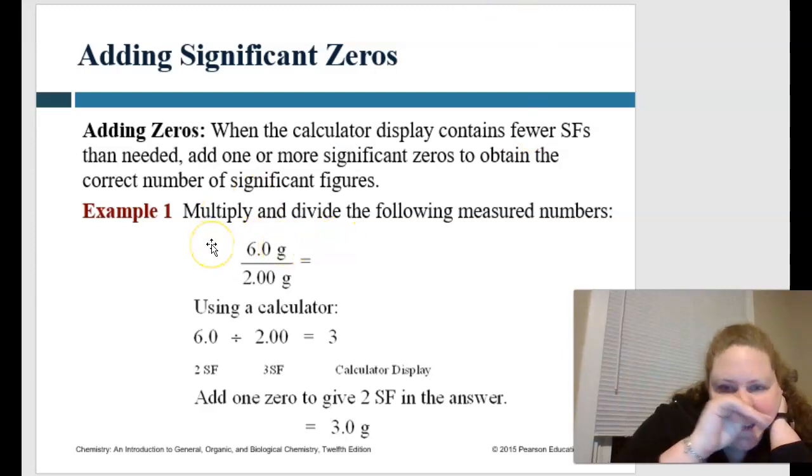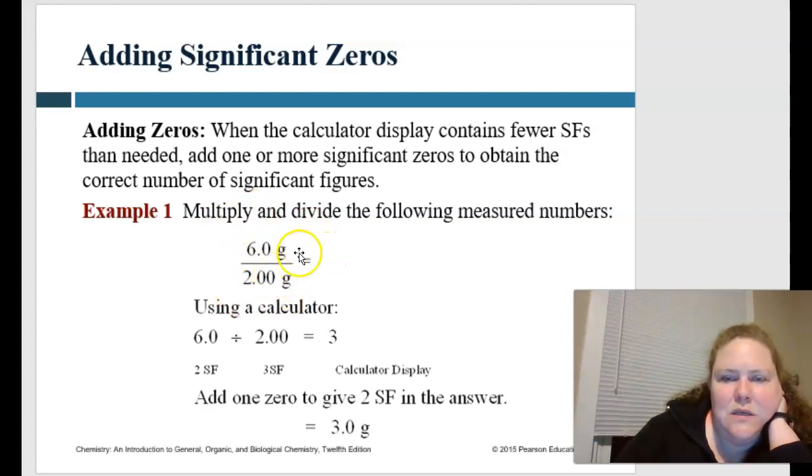So if we look at this equation, we have 6 grams divided by 2 grams, and if we use a calculator, 6 divided by 2 gives us 3. But when we look at the significant figures, 6.0 has two significant figures, which is the least amount of significant figures. So we actually have to make this 3 a 2 sig fig answer. That would give you 3.0 grams. Okay, so we just have to keep it nice and uniform.